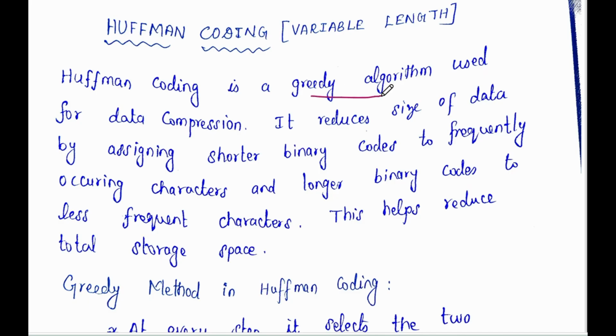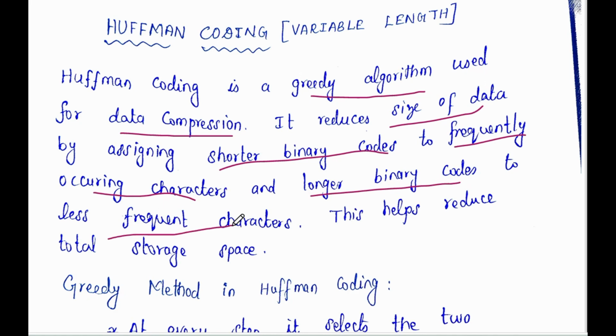Huffman coding is a greedy algorithm used for data compression. It reduces the size of data by assigning shorter binary codes to frequently occurring characters and longer binary codes to less frequent characters. This helps reduce total storage space. In a message, some characters occur frequently and some rarely occur. Frequently occurring characters use shorter binary codes, and rarely used characters use longer binary codes. This technique will reduce the total storage space of the message.